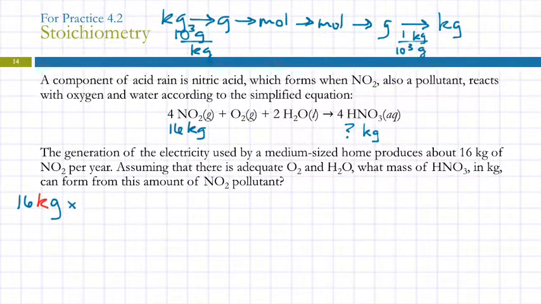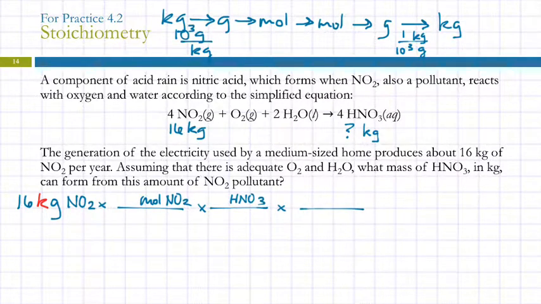Oops, I forgot to write kilograms of what? That's kind of important. Kilograms of NO2. So then I'm going to go to moles of NO2. And then I'm going to go to moles of where the question mark is, HNO3. And then I want to find, well, I'm just doing grams to moles to grams right now. I'm ignoring the kilo business.